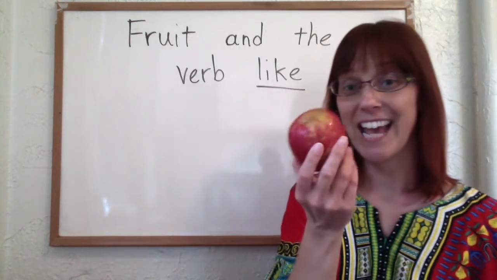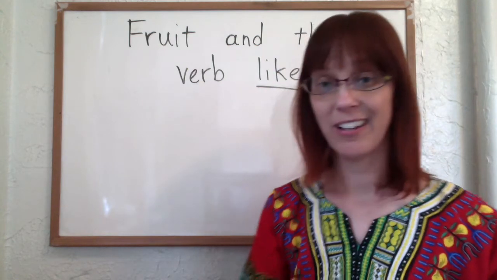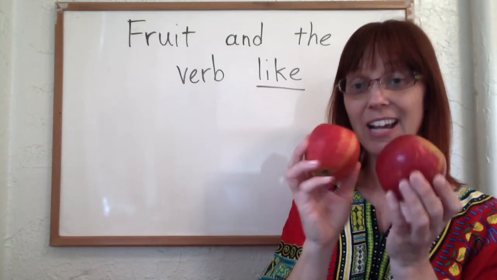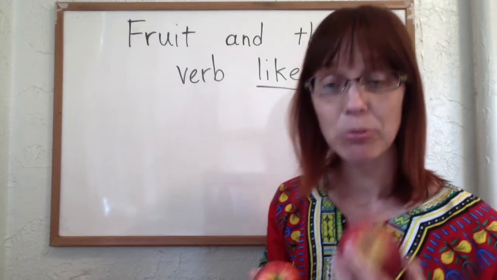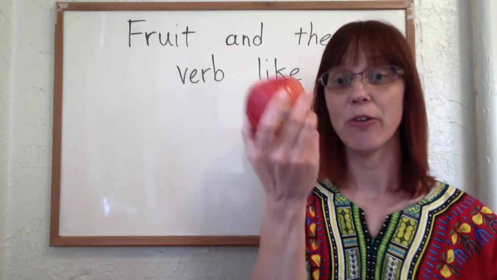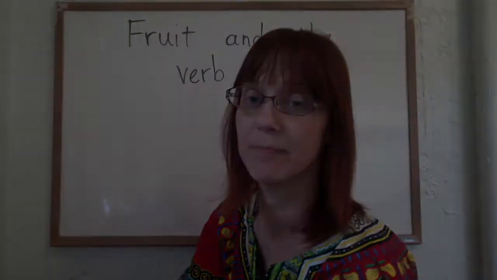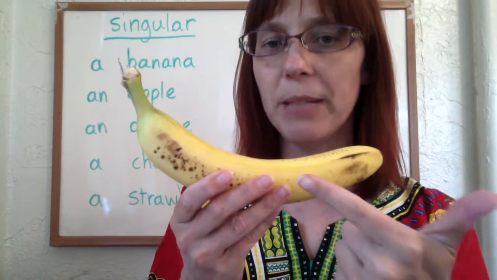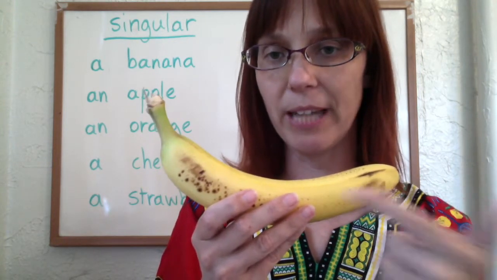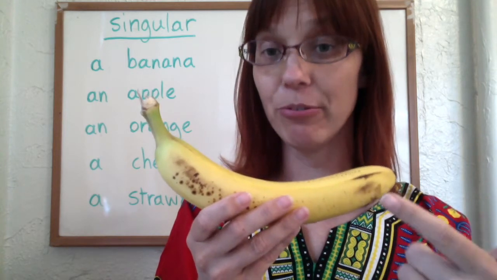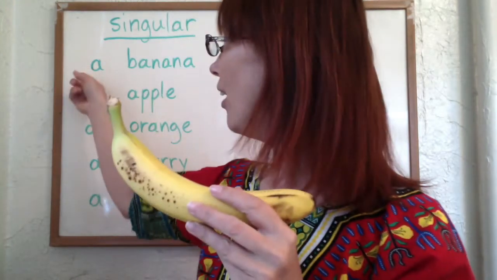I have an apple. I have apples. I have two apples. Do you like apples? So this is fruit. A banana. I have a banana.